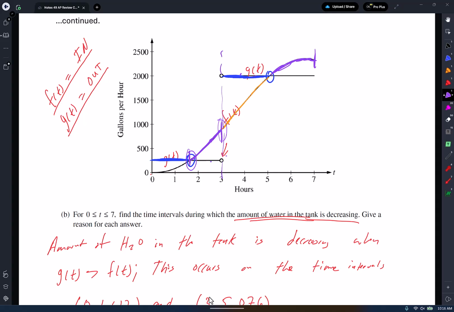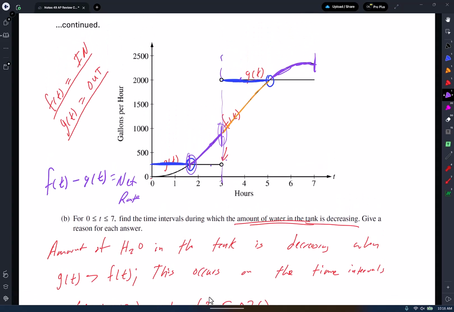Because that's where, okay, I guess I'll say this. F of T minus G of T, that's my net rate. Right at 3, I switch from positive to negative, or from increasing to decreasing. Well, positive to negative. That makes sense? Okay. Are you sure? For sure. Okay.